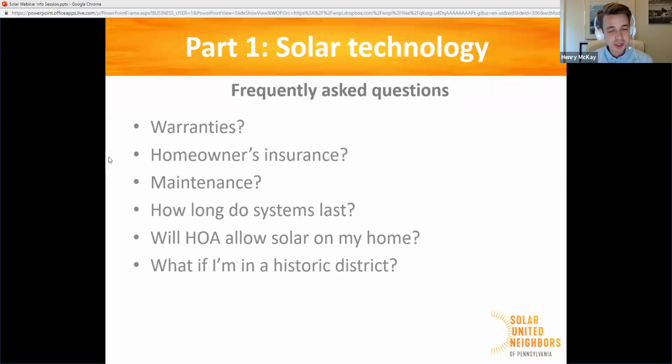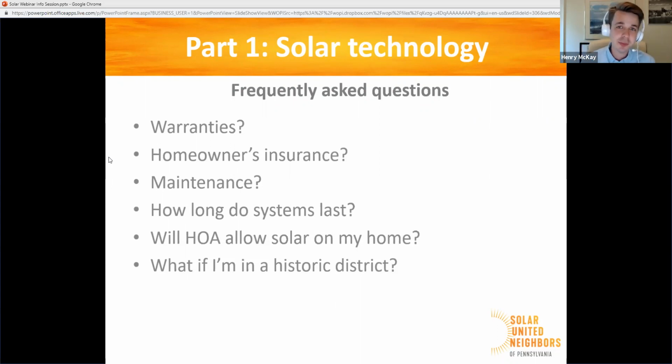And then your installer will usually offer some kind of labor warranty covering the work they're doing on your home, or maybe it's called a roof protection warranty, a roof penetration warranty, protecting you specifically against any leaks that might emerge from those roof penetration points. Those are usually for 5 years.